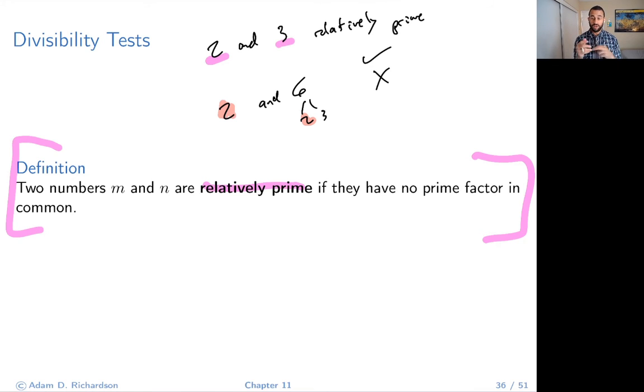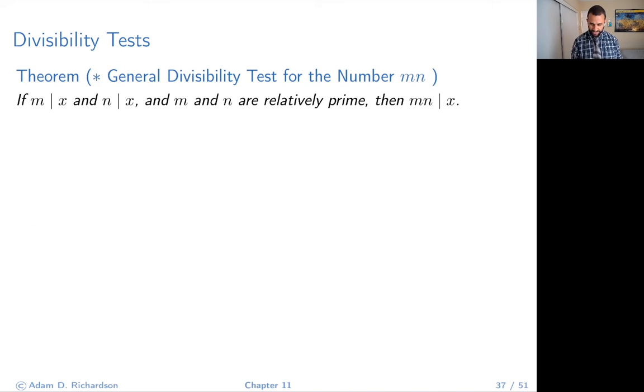That's actually why this word relatively is so nice, right? It makes sense. We're talking about primality relative to each other. So 2 and 6 are not relatively prime. 2 and 3 are relatively prime, and so on. So here's where that asterisk comes back into play.